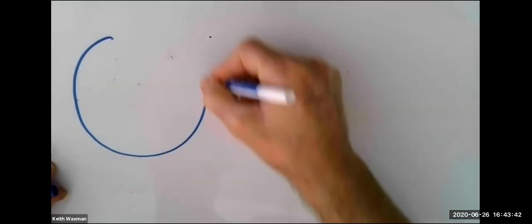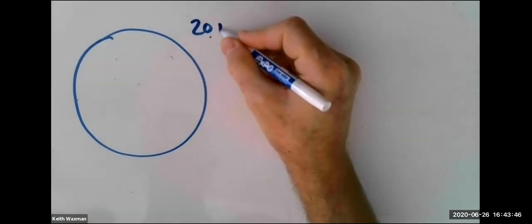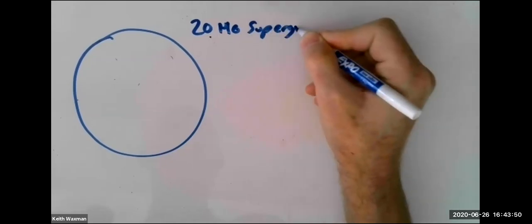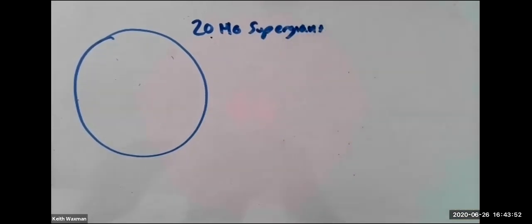So I'm going to show this supergiant on here. Let's take a look at this supergiant. There. So here is a 20 solar mass supergiant. I'm just making it blue. It may be more white or even yellowish. We'll just say it's a 20 solar mass supergiant.